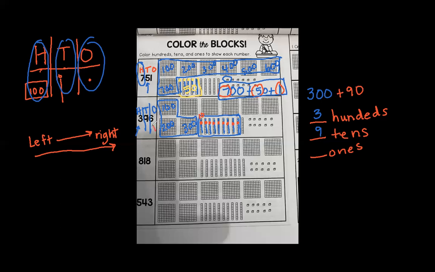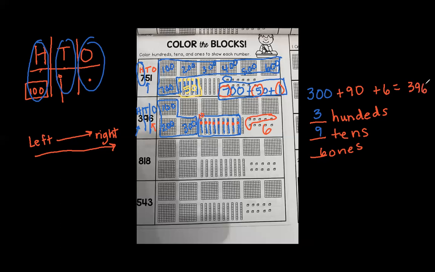And how many ones do we have? 6. There are 6 ones and the value is 6. So 300 plus 90 plus 6 equals 396.